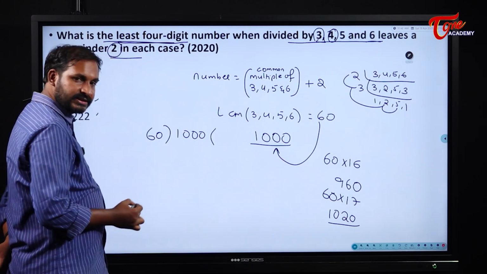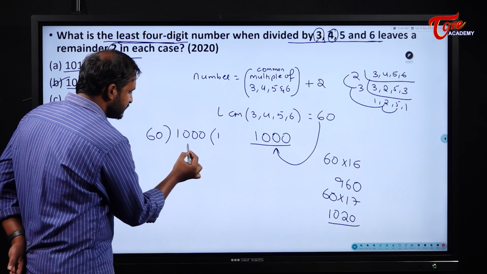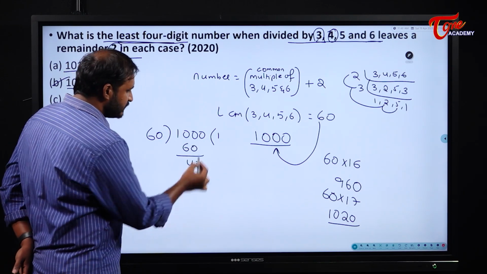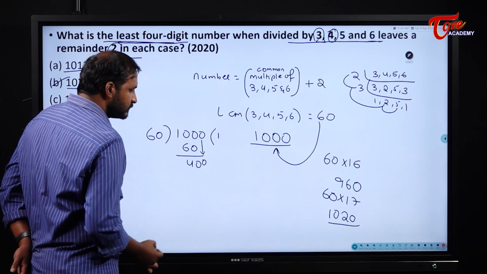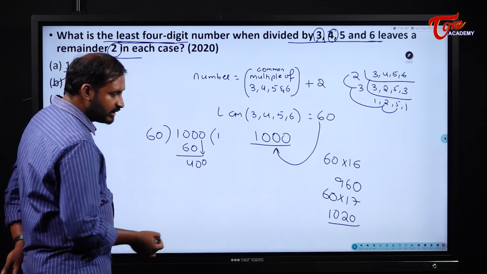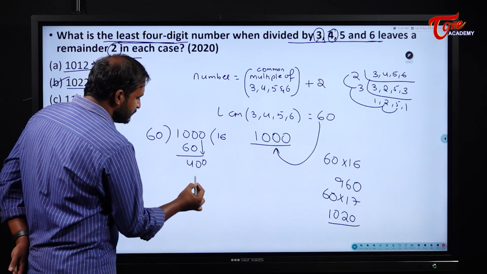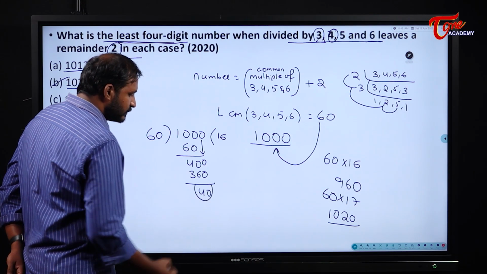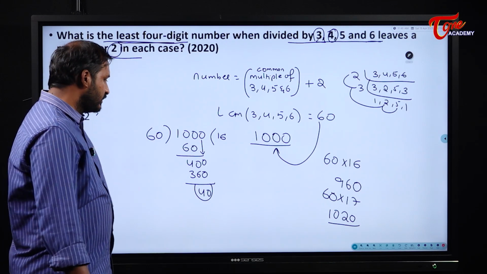Divide 1000 with 60. 60 ones are 60. So, what is the remainder? You will get 40. Next, this 0 will come here. So, in the 60 table, when you will get 60, 6 are 360. What is the remainder? 40. Here remainder is 40. Okay.